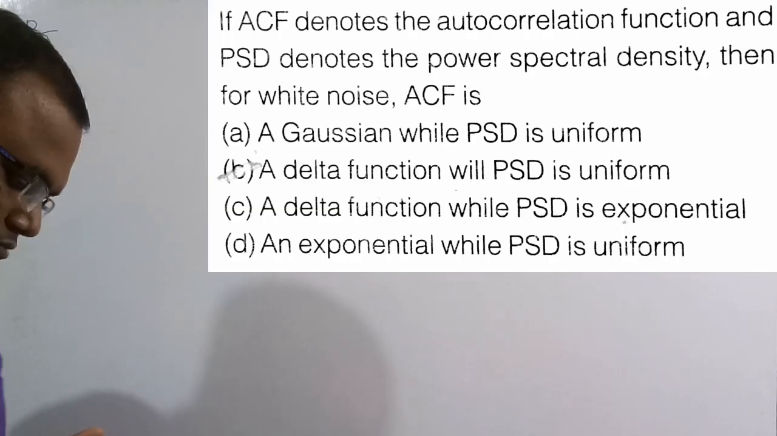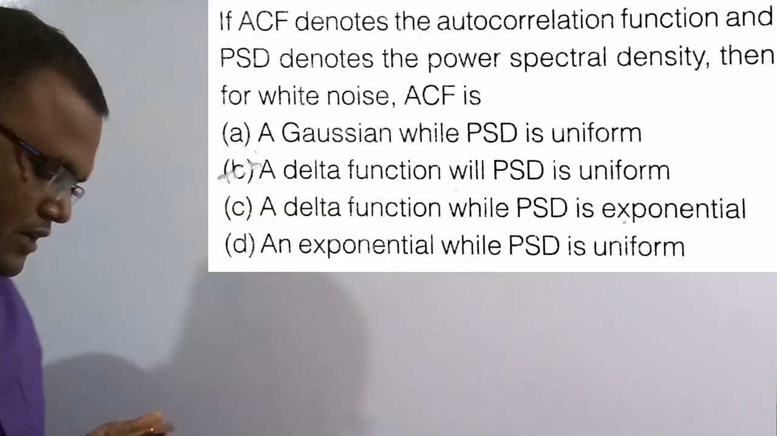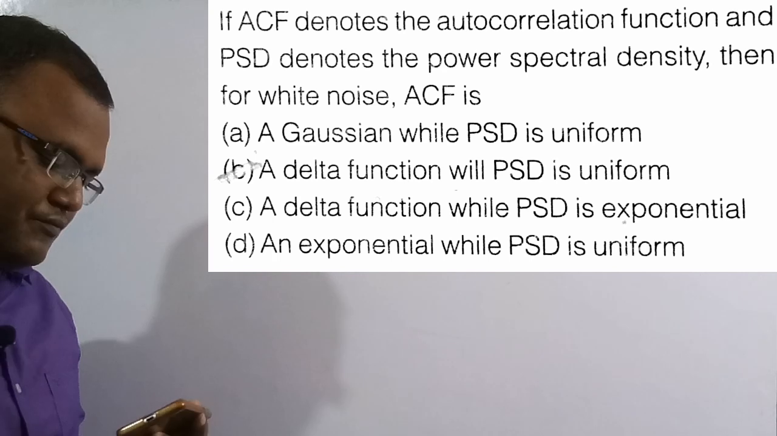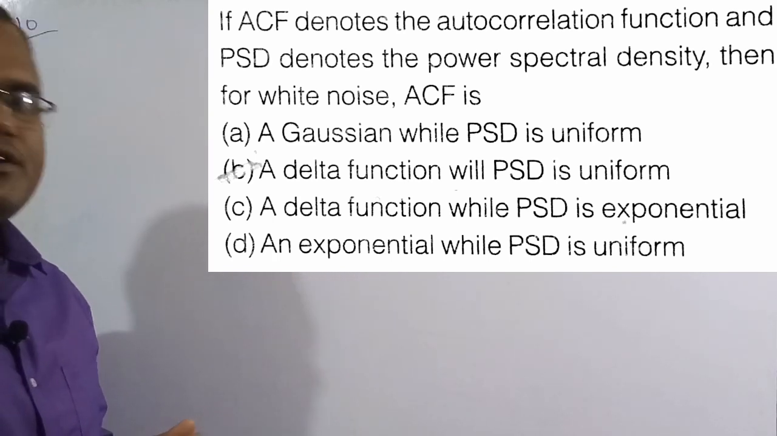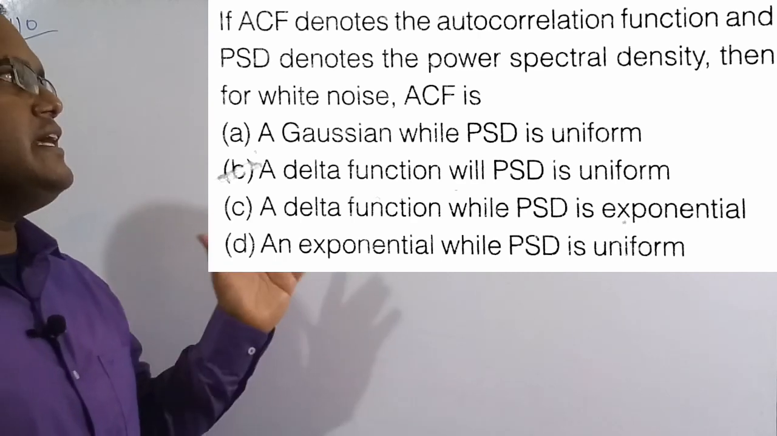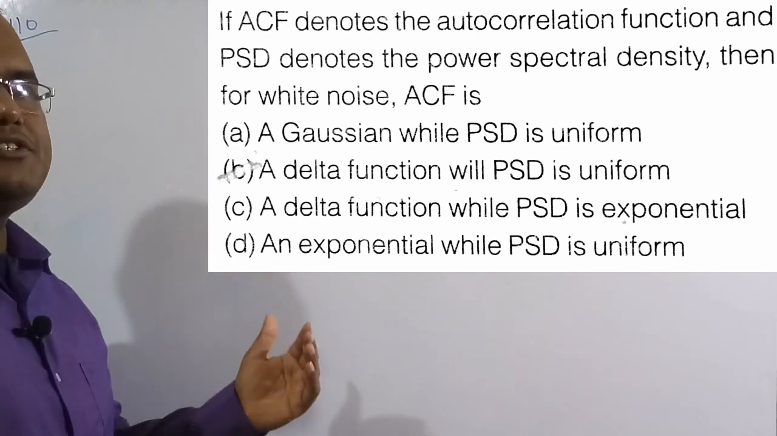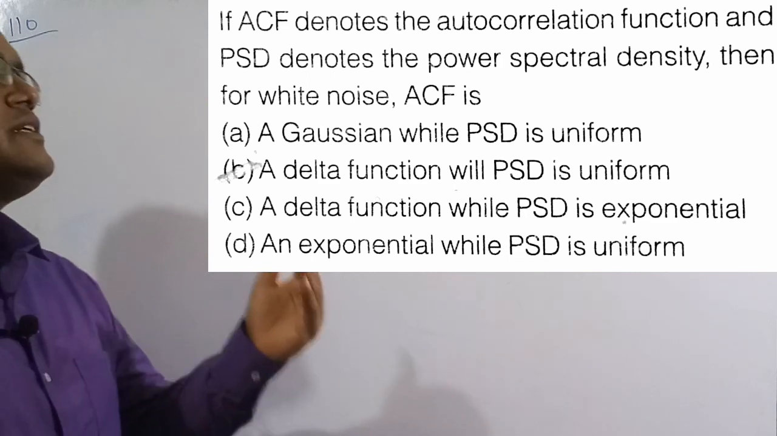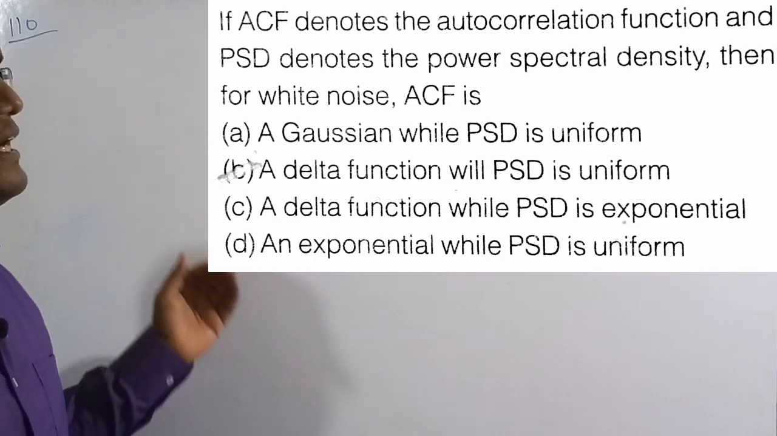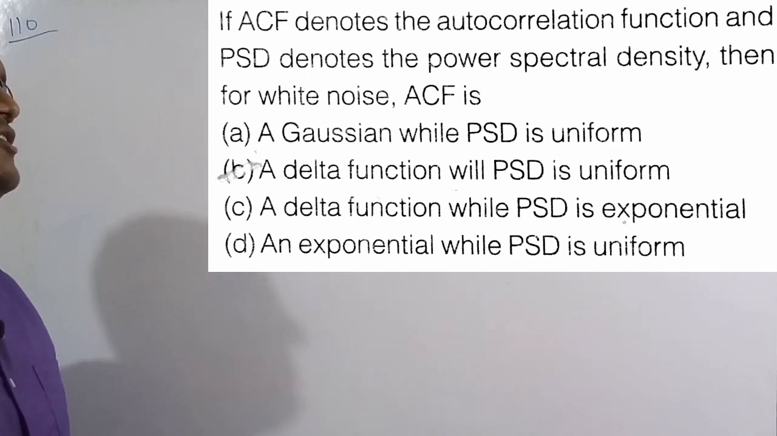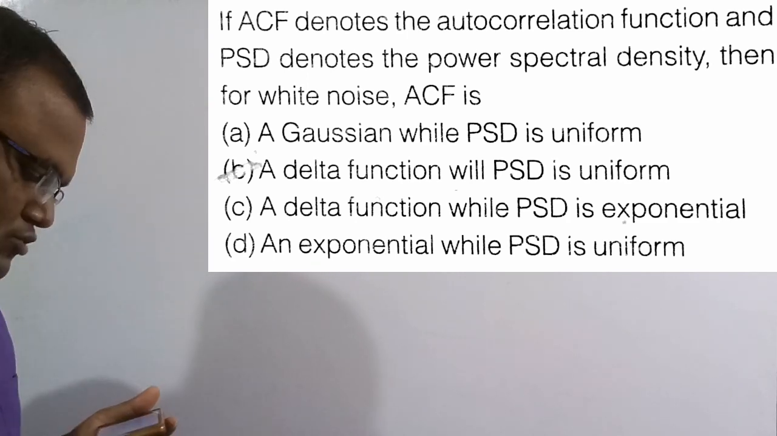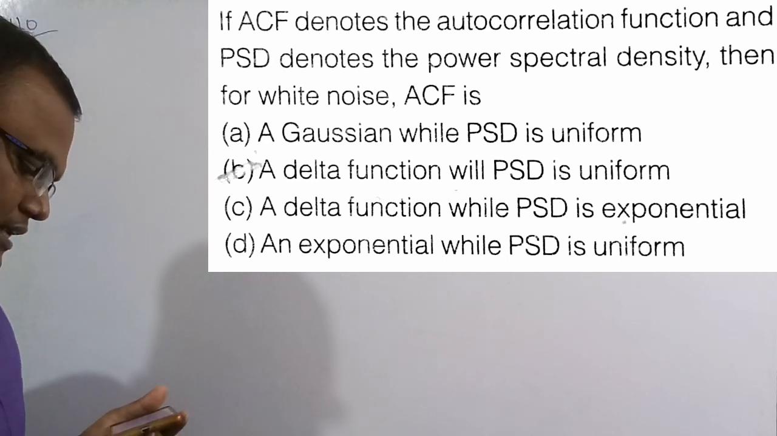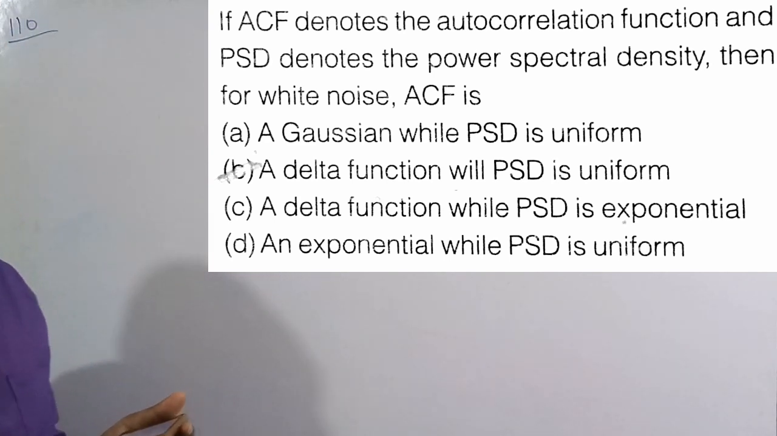Now we are going to discuss the last question of this lecture. If ACF denotes the autocorrelation function and PSD denotes the power spectral density for white noise or thermal noise or Johnson's noise, ACF is... So suppose in the question it is given that ACF is the autocorrelation function and PSD is the power spectral density for white noise. We need to figure out what is the nature of the ACF and what is the nature of the PSD. Option B is the correct solution of this question, meaning ACF is a delta function and the PSD is a uniform function.